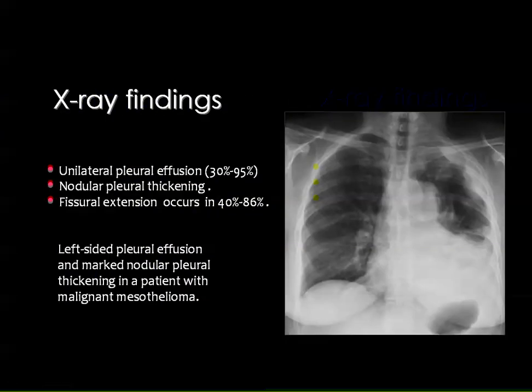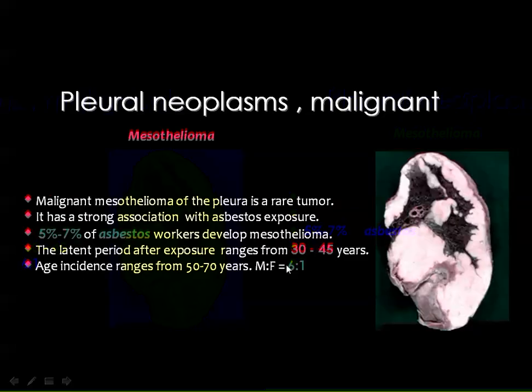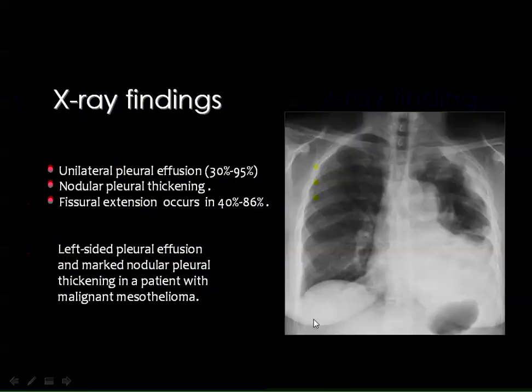Then the X-ray findings in cases of mesothelioma include unilateral pleural effusion. This is a pleural pathology usually associated with effusion, and nodular pleural thickening. Here, this is not the pleural thickening we have talked about, but here you get non-uniform nodular pleural thickening, which indicates the presence of masses in the pleura itself. Then the lesion may also affect the fissures, as you can see here. This is the nodular pleural thickening, totally encasing the lung, and also affecting the fissures as well.